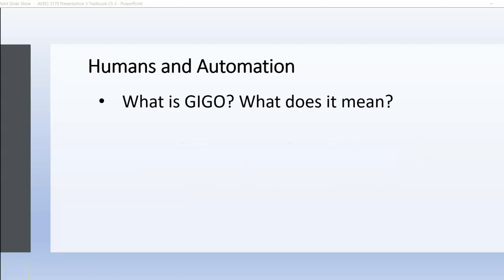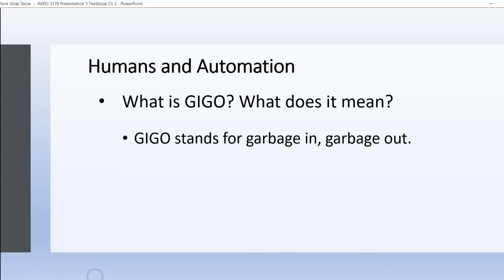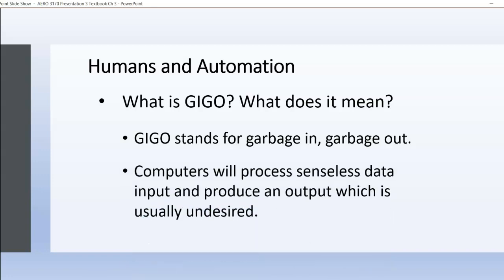A common problem with humans and automation is something called GIGO. What does GIGO mean? GIGO stands for garbage in, garbage out. Computers will process senseless data that you input into the computer and produce an output which is usually undesired. While computers are extremely capable and can perform tasks very rapidly, they aren't smart. Computers will only do what you tell them to do.